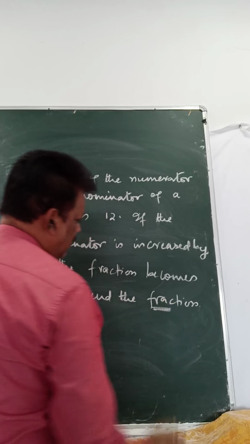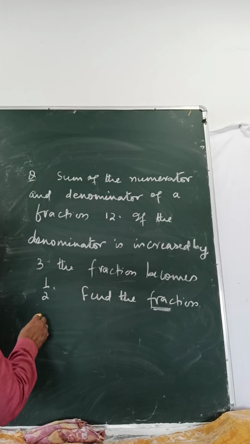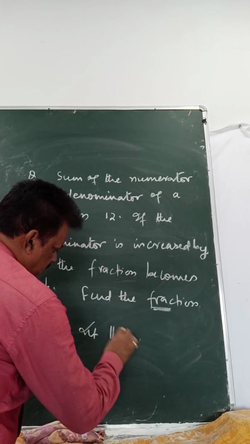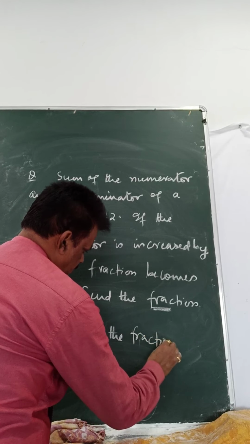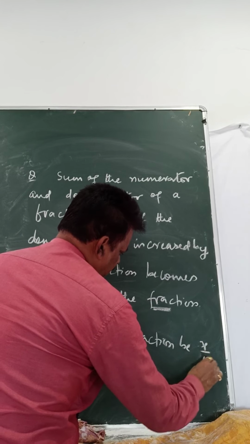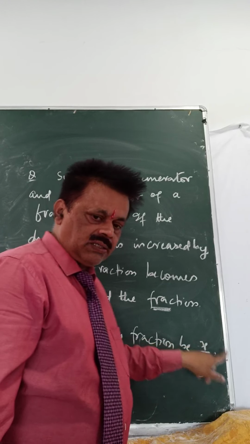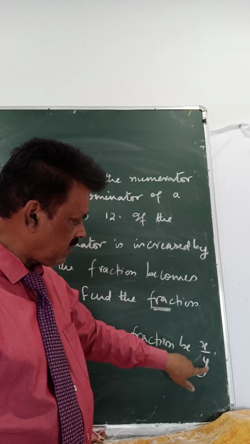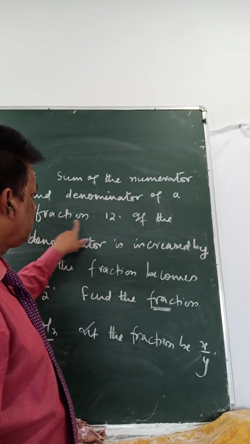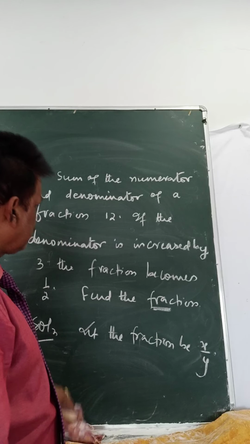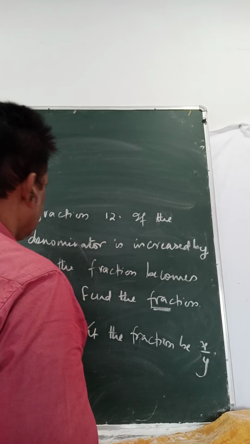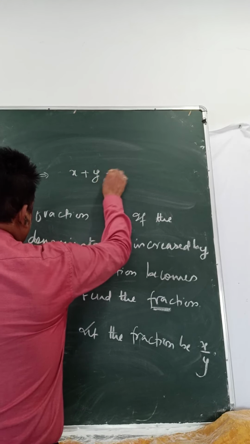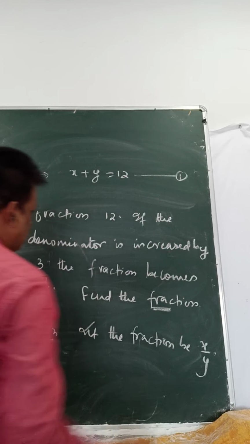Okay, a fraction has a numerator and a denominator. So how to start? Let the fraction be x upon y. Now this is the numerator, this is the denominator. The sum of the numerator and denominator of the fraction is 12. Sum means x plus y equals 12. This is the first equation.